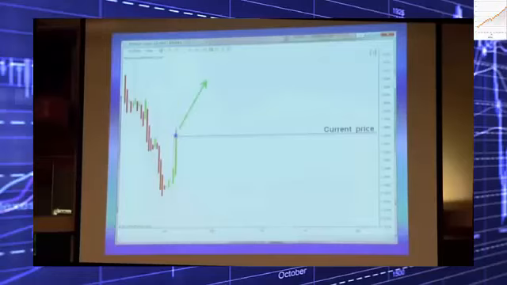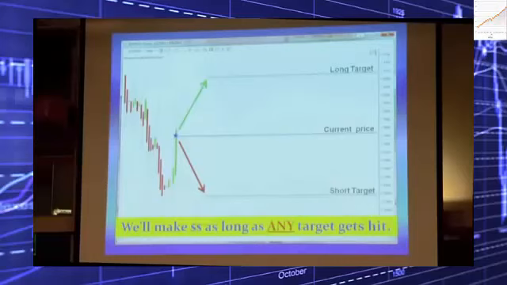The market can go up. We have a target. We want to make money. Or the market can go down. Then we'd have this target. Right? Now, you will become an excellent trader when you make money as long as any one of these targets get hit.